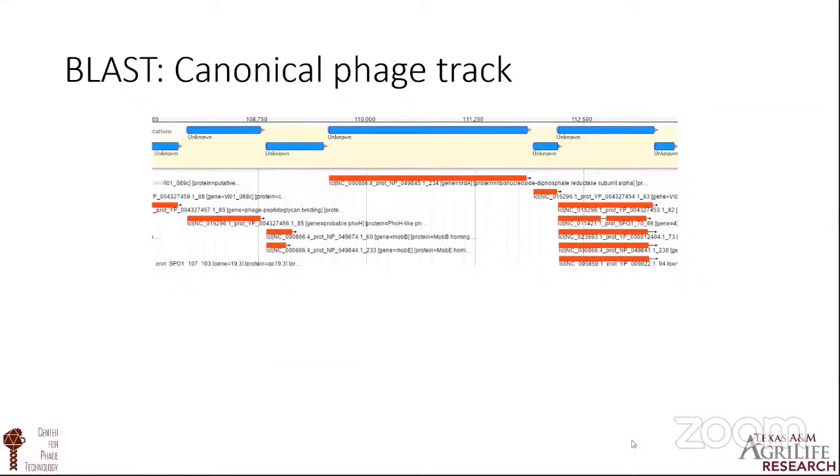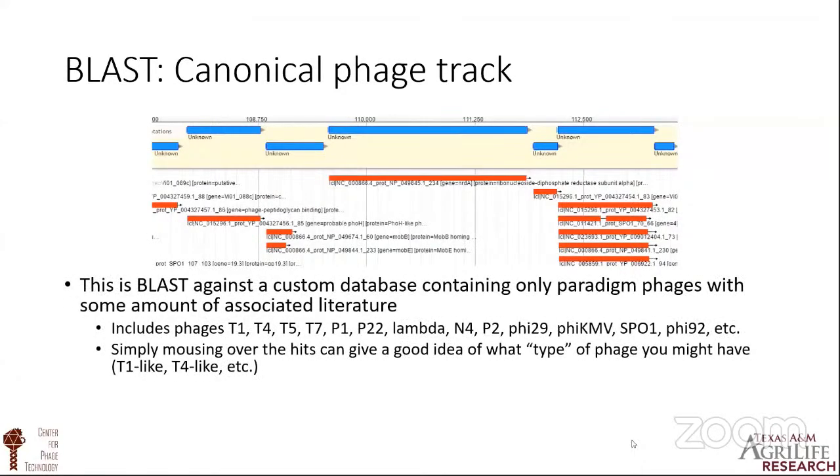This is an example of the canonical phage track output from the functional workflow. This is a custom database that contains only paradigm phage with some amount of associated literature. The database includes only 37 phages, so simply mousing over these hits can give a good idea of what type of phage you might have. For example, if you have a large number of hits against phage T4, this would suggest your phage is similar to T4.